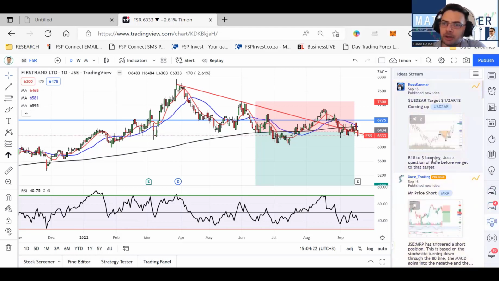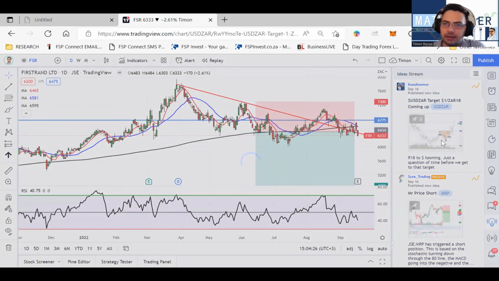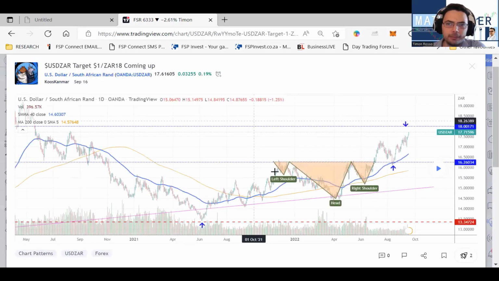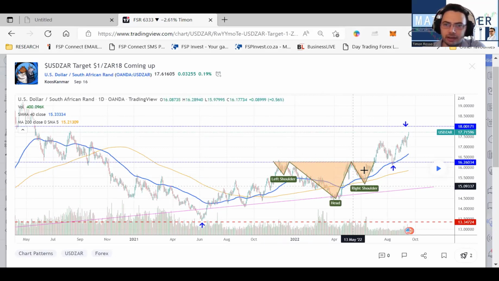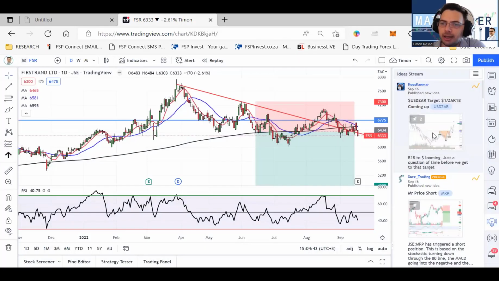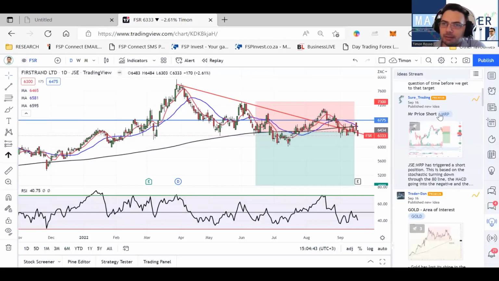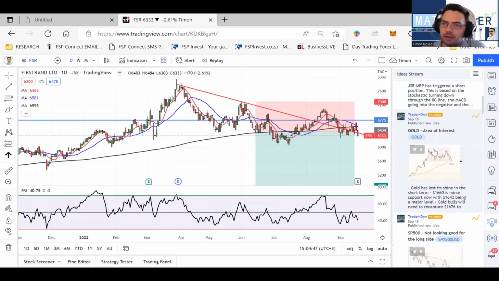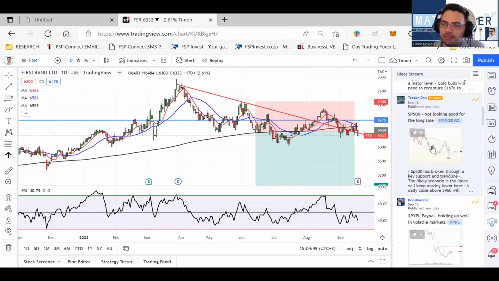Idea stream. So these are where people that I'm following have ideas. So this guy's got an idea on the USD ZAR. He sees an inverse head and shoulder. I don't really see it. I see more of a cup and handle. Broken out, retested, on its way to its take profit. Looks good. So yeah, so you can get some ideas. MRP, Mr. Price Short. Gold, S&P 500.